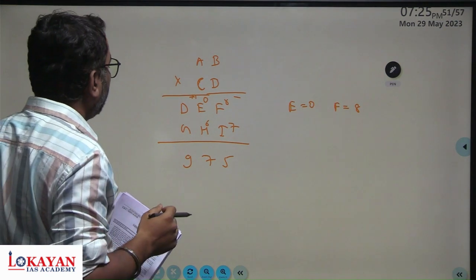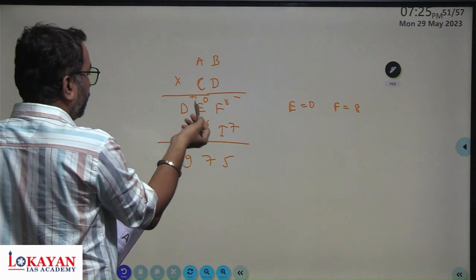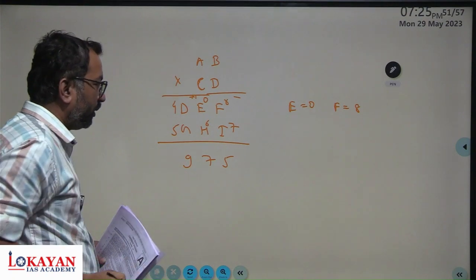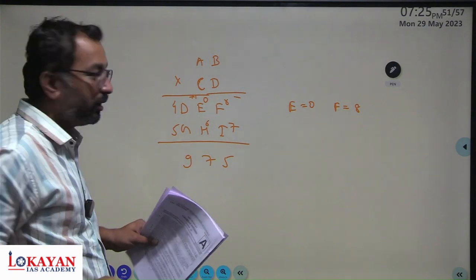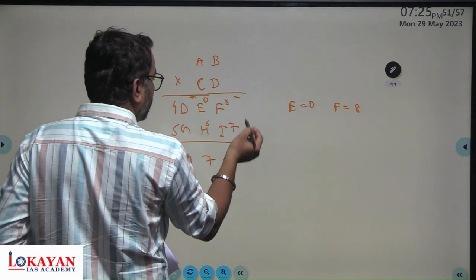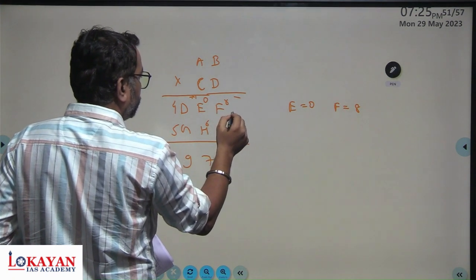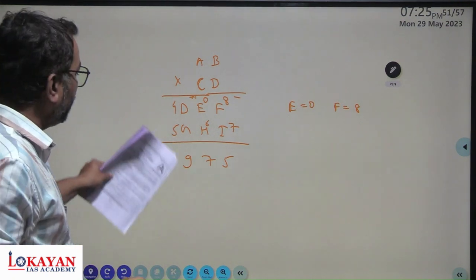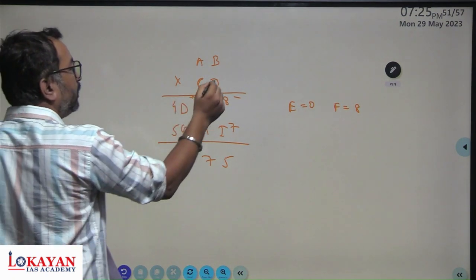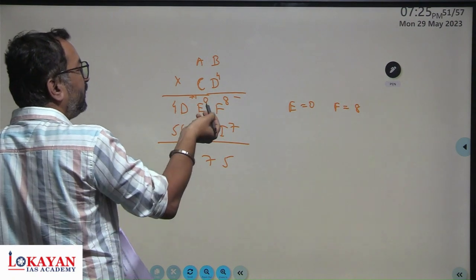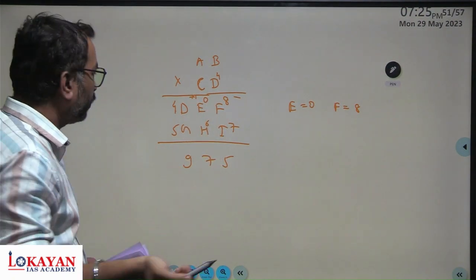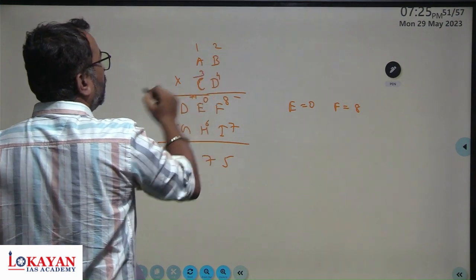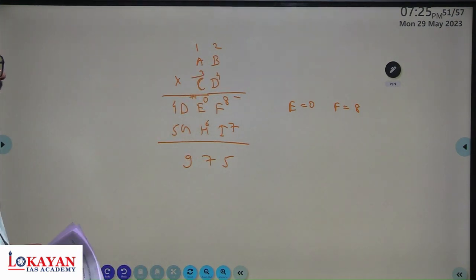Now, which are the remaining digits? Now, D and G, 9. Let's take D and G as 4 and 5, because we have to take different digits, right? We can take D and G as 4 and 5, so that the addition will become 9. If this D is 4, this D becomes 4. Now only 3 digits are remaining. Which are those 3 digits? 1, 2 and 3. A, B, C are 1, 2, 3.